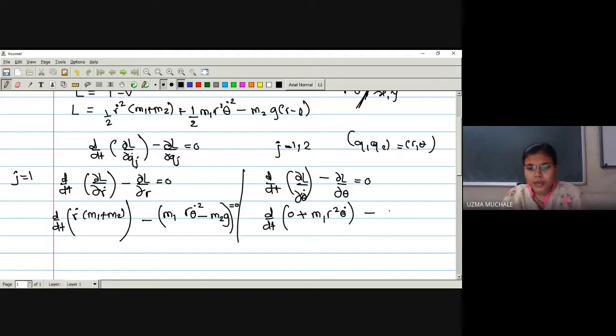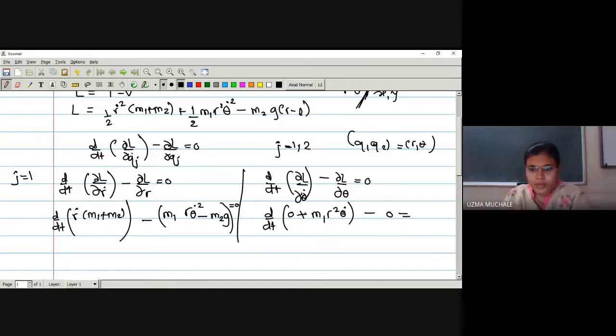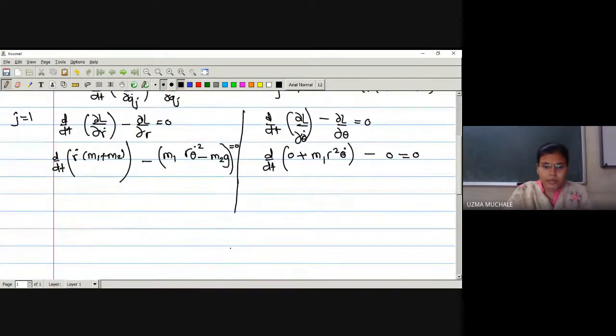Now is there a term of theta in L? No, that is also 0. So we remain with this equation. Now we have to solve these two equations in such a way that we get the equation of motion of this example.